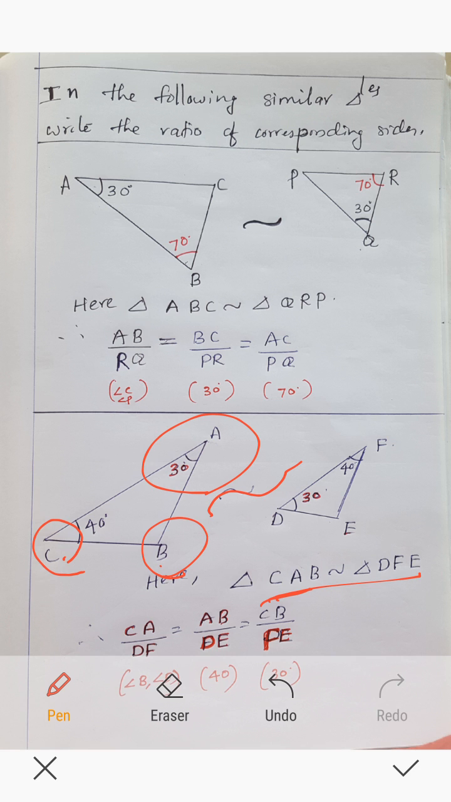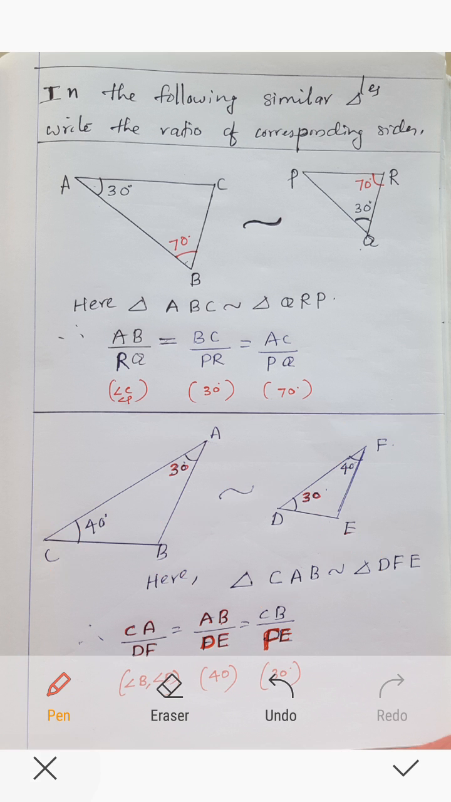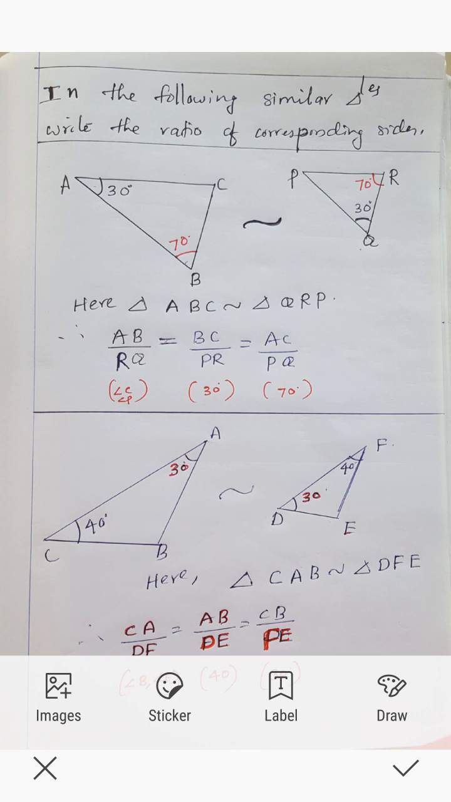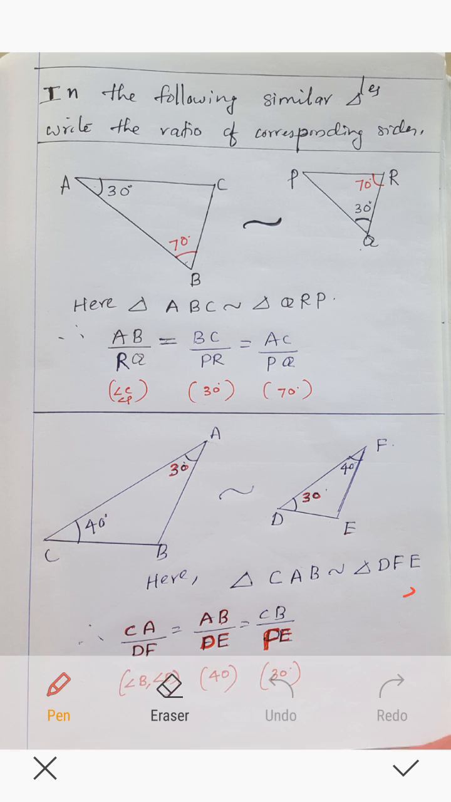In the same way, for the other triangle, start with the 40-degree angle, F, then come to the 30-degree angle, then the last one, B. So how should it be named? Please write it in the correct way. CAB corresponds to FDE. It should be named as FDE. That's the way we have to name it.